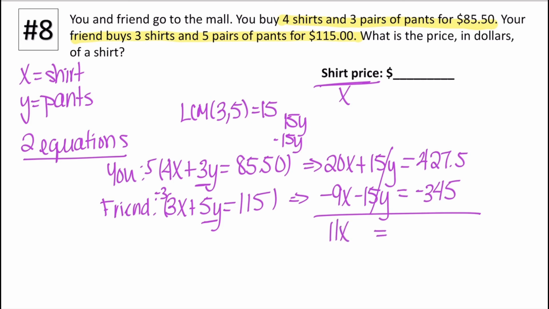So I have 11x equals 427.5 minus 345, which is 82.5. Now I'm going to divide both sides by 11, which gives me x equals 7.5. So that means that a shirt costs $7.50.